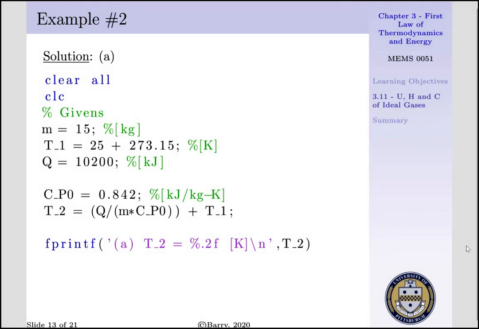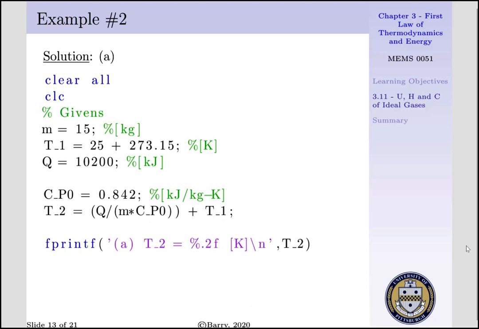Now we have givens. The first is we have a mass of 15 kilograms. The second is our initial temperature is 25 degrees centigrade, or 298.15 Kelvin. And our heat supplied is 10,200 kilojoules. Now from table A5, our Cp0 for carbon dioxide is 0.842 kilojoule per kgK.